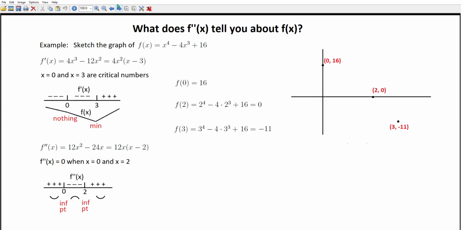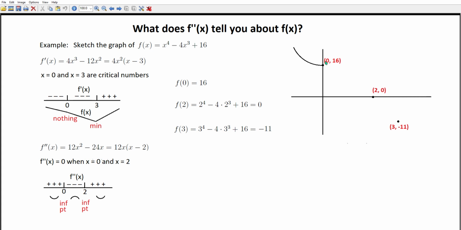So we start by putting those values on the graph. 0, 16, 2, 0, and 3, minus 11. Now, in this region, if we look, when x is less than 0, we are decreasing and concave up. And that means the graph has to look like this. Now, why did it flatten off here? Because 0 is a critical point. There's a horizontal tangent here.